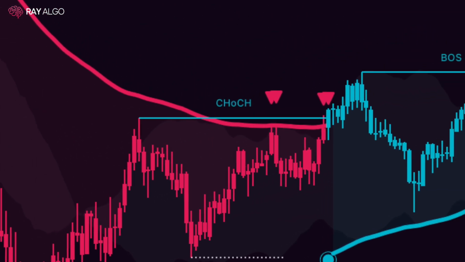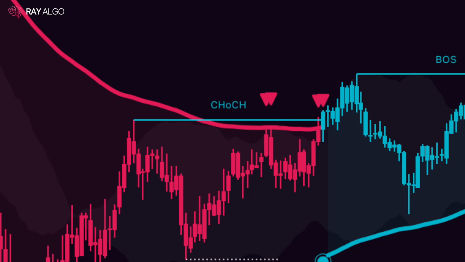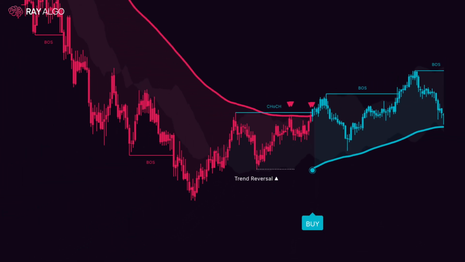Next, change of character. That's the first sign the trend might be reversing. In a downtrend, if price breaks above the last lower high, buyers are stepping in. In an uptrend, if price breaks below the last higher low, sellers are taking over. When change of character appears, be alert. Momentum might be shifting. So remember, break of structure equals continuation. Change of character equals reversal.